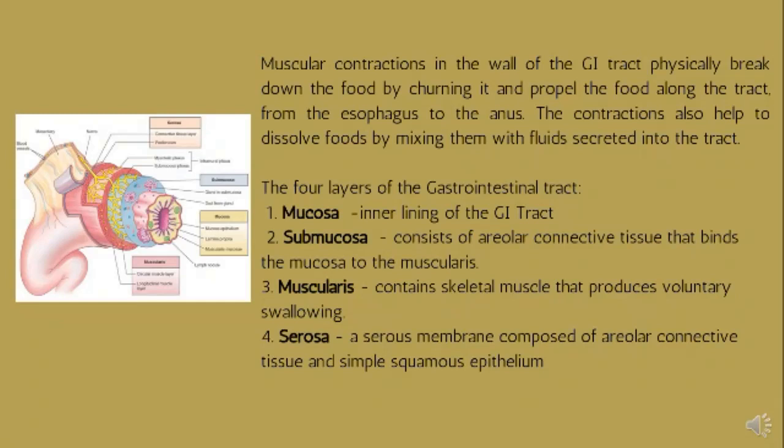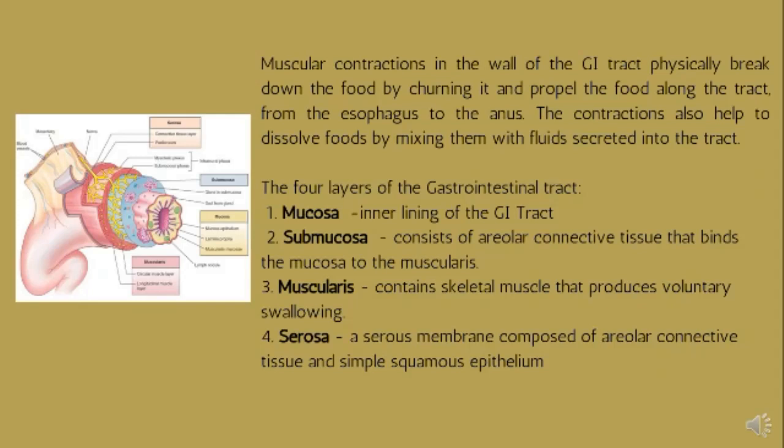The wall of the GI tract from the lower esophagus to the anal canal has the same basic four-layered arrangement of tissues. There are four layers of the GI tract, from deep to superficial, which are the mucosa, submucosa, muscularis, and serosa.